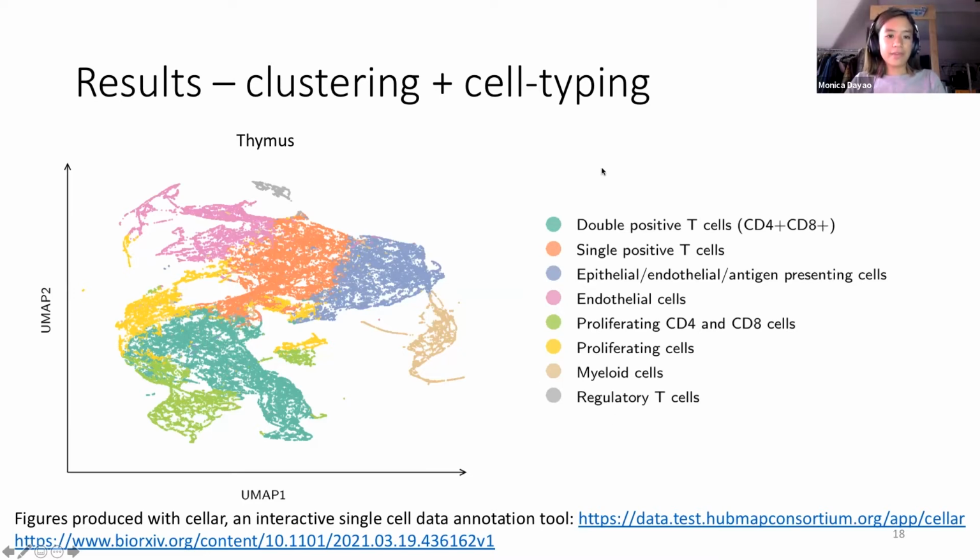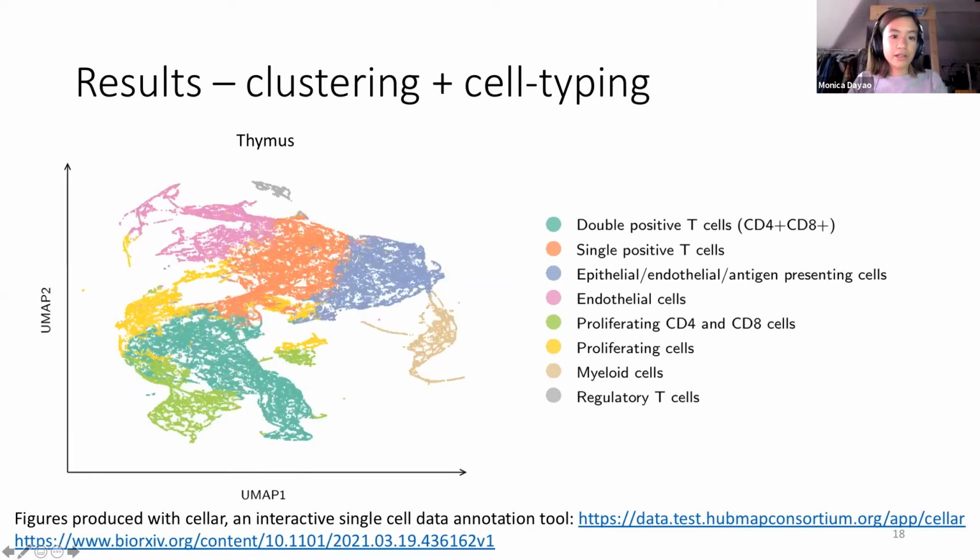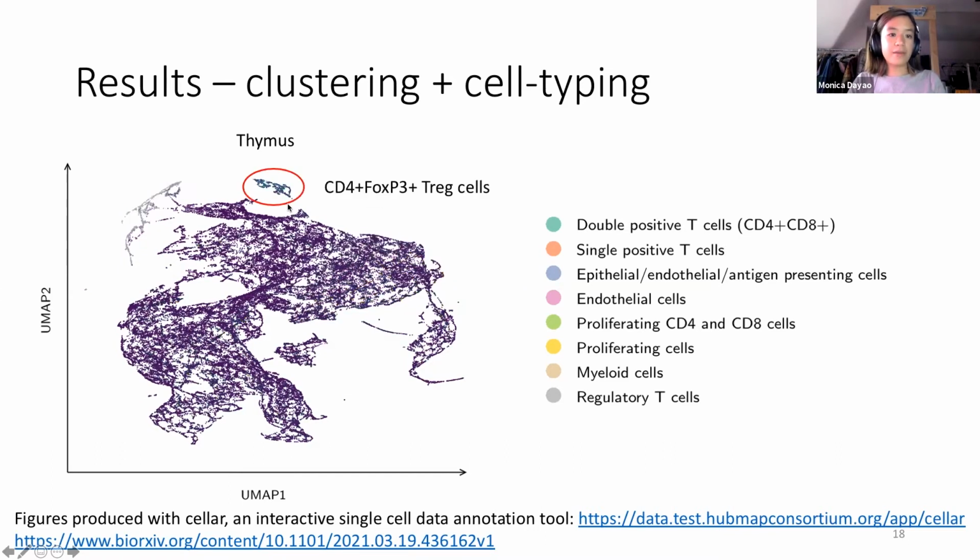And for example, in this blue epithelial cells, we labeled those based on the higher presence of pan-cytokeratin in these particular cells, where purple is going to be a little presence of this protein, and then green and then yellow is higher presence of the protein. Another example, for regulatory T cells, we chose that label based on the increased abundance of CD4 and FOXP3 in these cells, specifically up here.